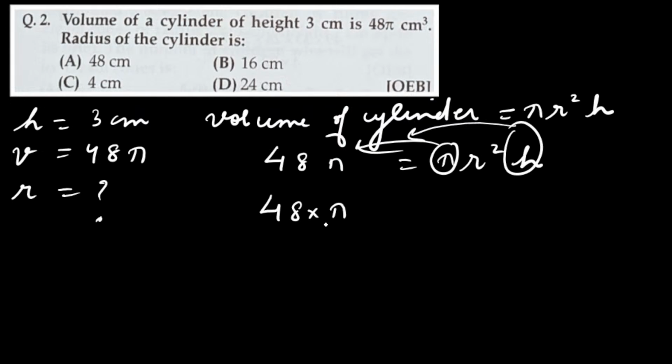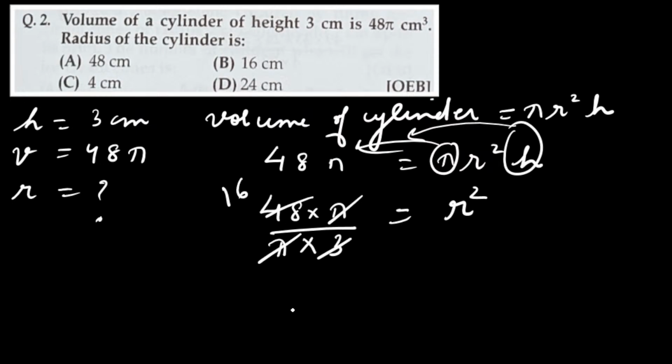So 48 pi by this pi, if I shift, it will get divided, and this h also, if I shift here, it will get divided here. So on the other side I am left with only r square now. Pi and pi will get cancelled. So height's value, if I substitute here, this is 3. So 3 into 1, 3 into 6, 16. r square is 16. Shreyasi has given the answer.